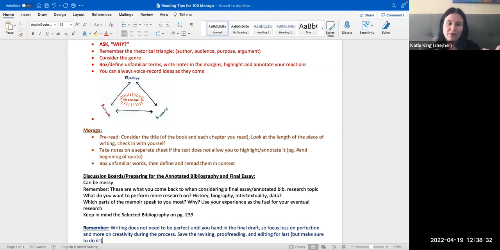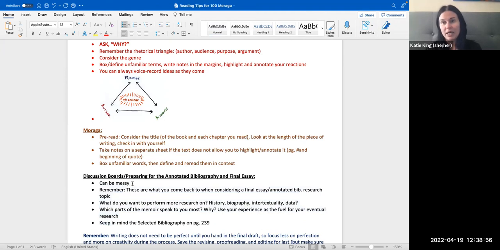But when we're preparing for those, let's think back to the discussion boards, because these discussion boards are going to help us in terms of idea generation, generating ideas for what we'll ultimately write about in the final essay and what we'll research for the annotated bibliography. So these discussion boards, and I should bullet point this, can be messy, right?